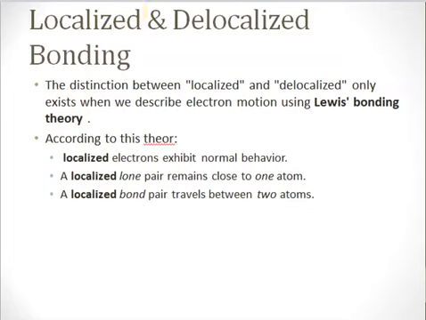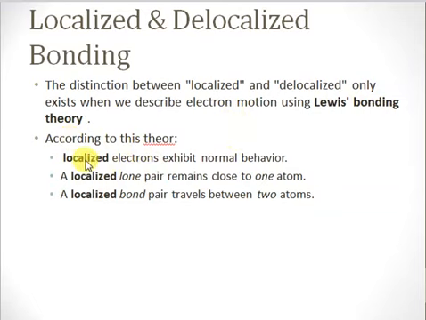So according to this Lewis bonding theory, the localized electrons are normal. That means they exhibit the normal behavior, they remain fixed between 2 atoms, and the localized lone pair, right, the lone pair on an atom remains close to only 1 atom, right? So for example, if there is an oxygen, the lone pair of oxygen will only be close to the oxygen atom. It will not be shared, or it will not go to any other carbon, that will remain close to an atom. And similarly, the bond pairs travel between only 2 atoms between which they are bonded, right? So this is the Lewis bonding theory, right?